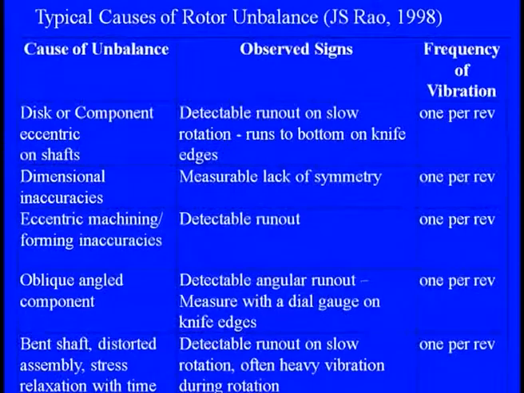Or if we have any dimensional inaccuracy, any oblique coupled component, a bent shaft, a distorted assembly, or stresses that relax with time, these are all detectable with their runout, angular runout, or a different vibration in every revolution with time. So these are common features like eccentricity and inaccuracy of the forming process. All these are common causes of unbalance.